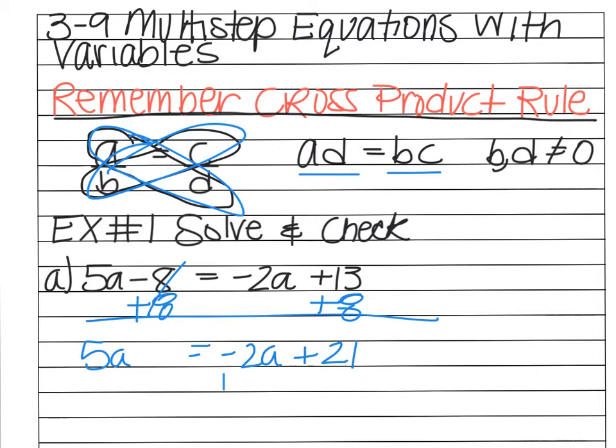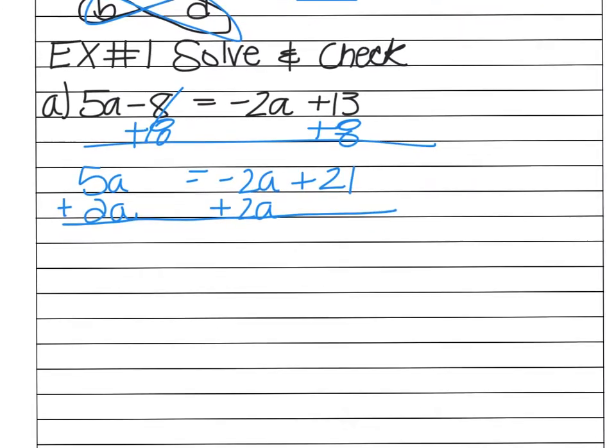And I'm going to go ahead and add 2a because I need to combine like terms here. So basically the object is to get all your numbers together and all your variables together on one side. And then you can solve for just the variable. So this will go away. 5 plus 2 is 7a equaling 21. Now I want to isolate a, so I'm going to divide by 7. I get a equaling 3.